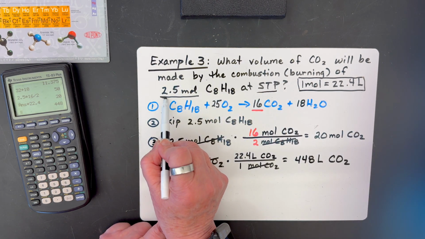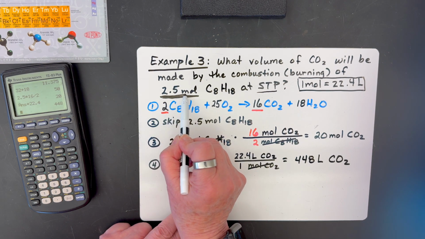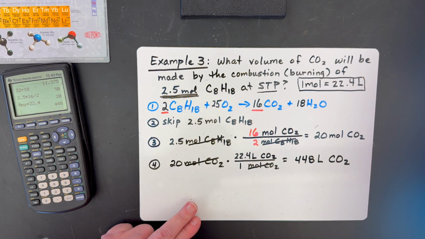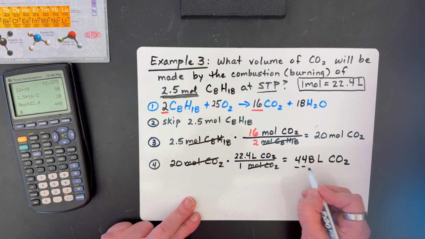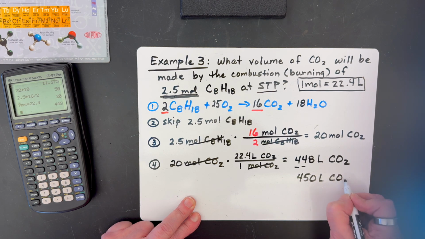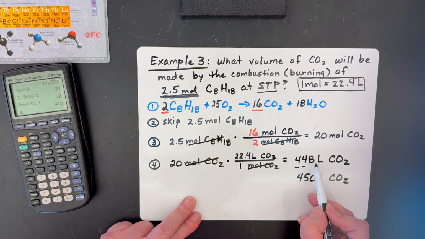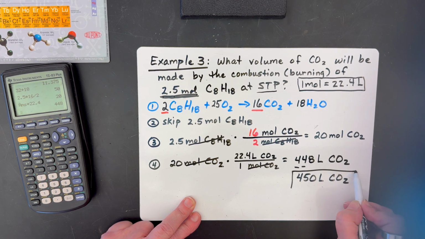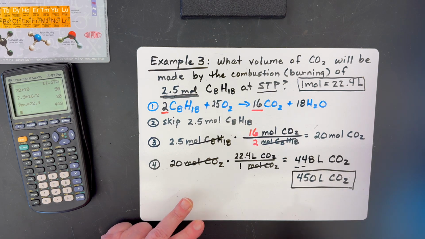We go back to our original problem. Our one given number here was 2.5 moles, 2 sig figs. So we're going to keep the 2 biggest and round this to 450 liters of CO2. Don't just chop off the 8. You need to round up, but you also need to keep the distance to the decimal point. So this would be our final answer to this problem.